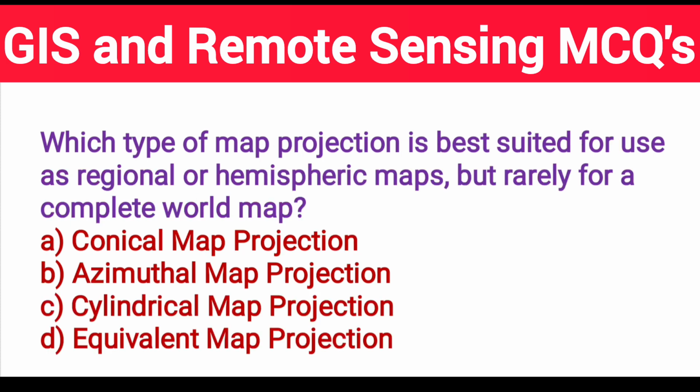Next question, which type of map projection is best suited for use as regional or hemispheric maps but rarely for the complete world map? Option A, conical map projection. Option B, azimuthal map projection. Option C, cylindrical map projection. Option D, equivalent map projection. So the correct answer is option A, conical map projection.